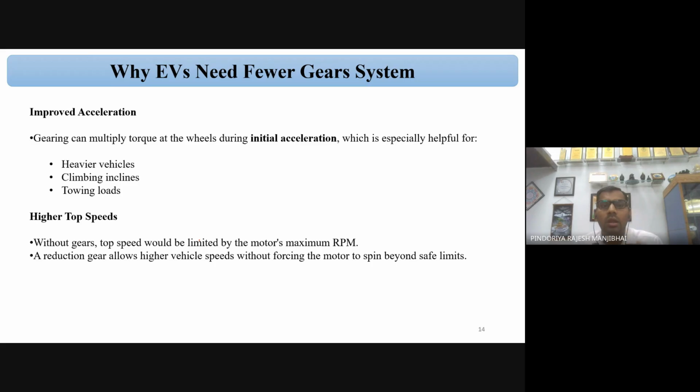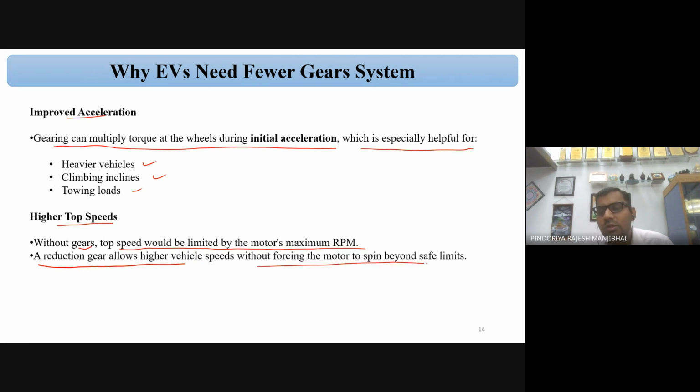Improve the acceleration. Gearing can multiply the torque at the wheel during initial acceleration, which is especially helpful for heavy vehicles climbing inclines and towing. Higher top speed: without the gears, top speed would be limited by the motor's maximum speed. That is one reason. Second, the reduction gears allow higher vehicle speed without forcing the motor to spin beyond the safe limit. That's why we are using the gear system in both vehicles.